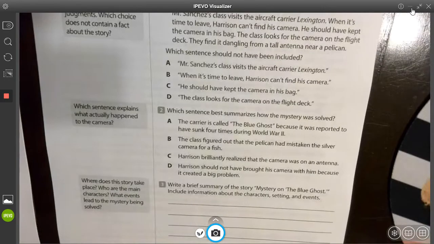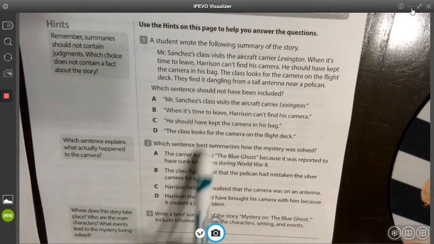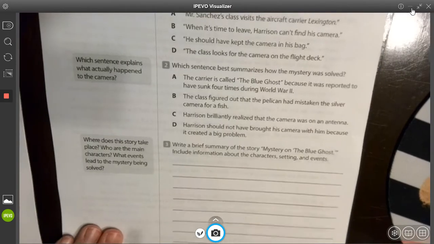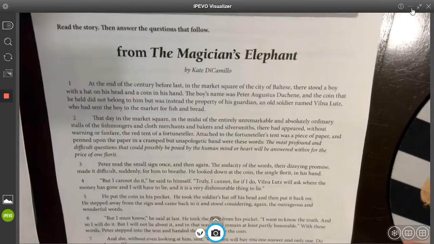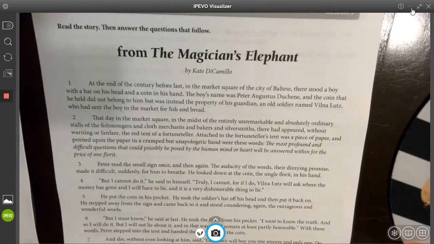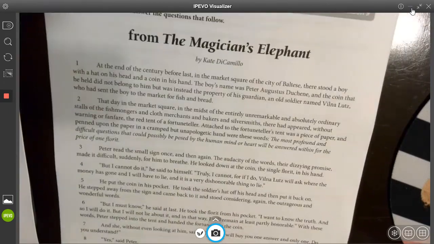All right, and you have some questions that will go on your form about summaries. Number one is about a summary. Number two is also a summary, and then you're going to write a summary. Remember, don't include your personal opinions or judgments. Then you're going to also read from The Magician's Elephant by Kate DiCamillo, who is a great author, so you'll probably really enjoy this.